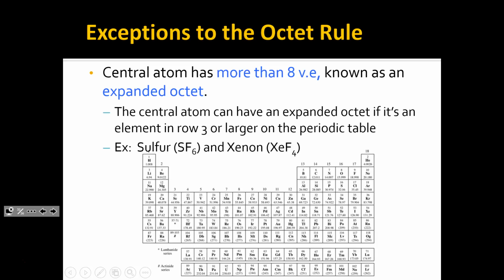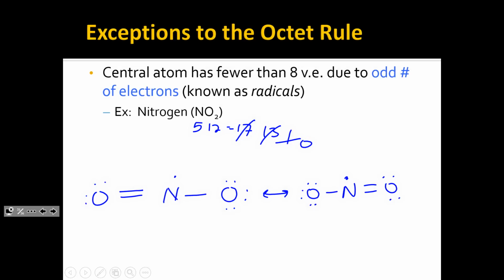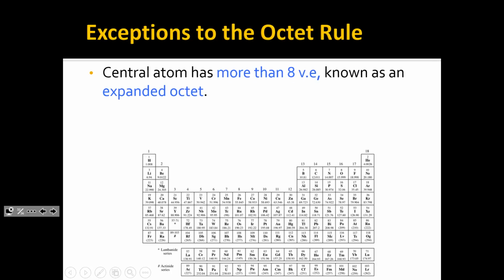Now, how do you know if an atom can have an expanded octet? Because, for example, I said back here that nitrogen cannot have more than 7. It has to be less than 8. So how do you know what can be more than 8?